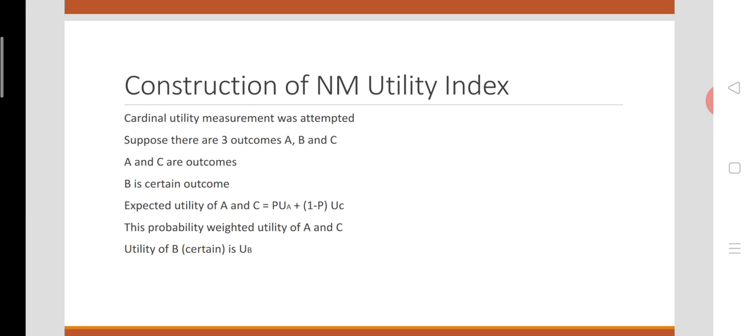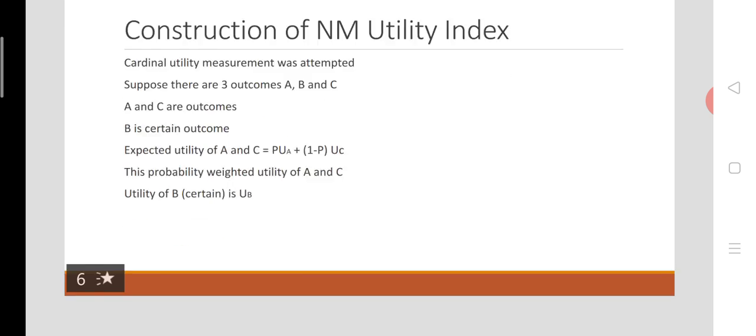Here we have to calculate the expected utility of A and C, as they are uncertain outcomes, and it is written as P·UA, that is, probability times utility of A, plus (1 minus P), the probability of the outcome C, times UC, the utility of C. So this is the probability-weighted utility of A and C, that is, the expected utility of A and C. And the utility of B, which is a certain outcome, is written as UB.